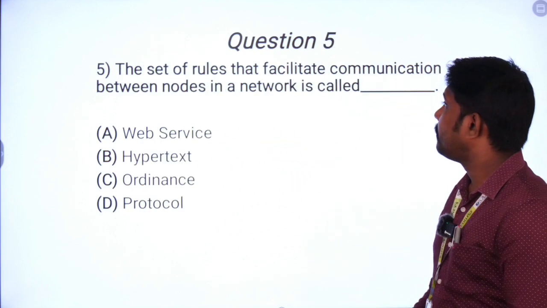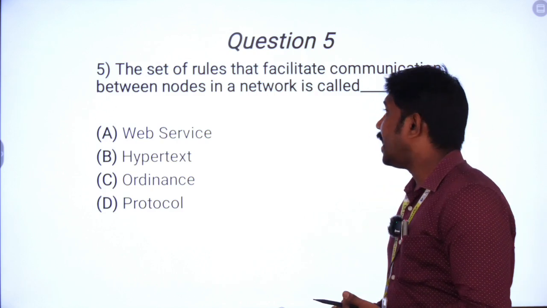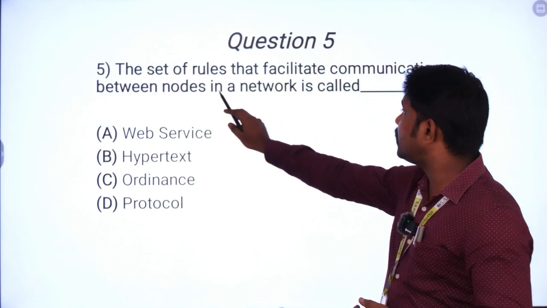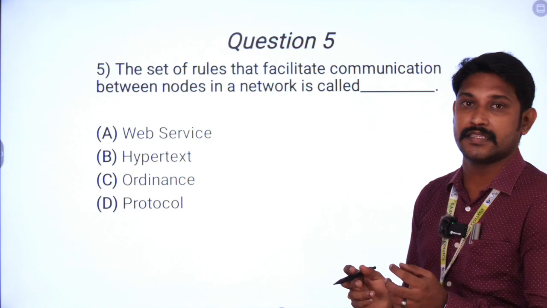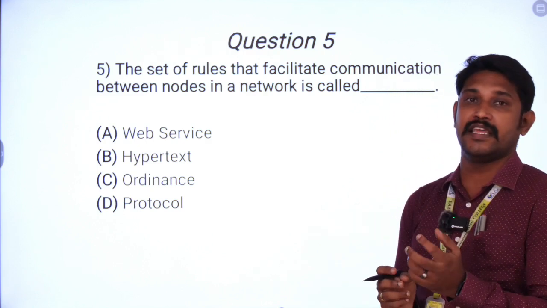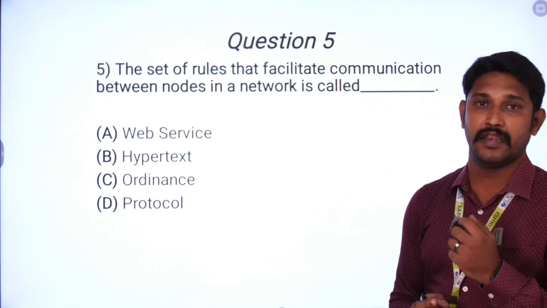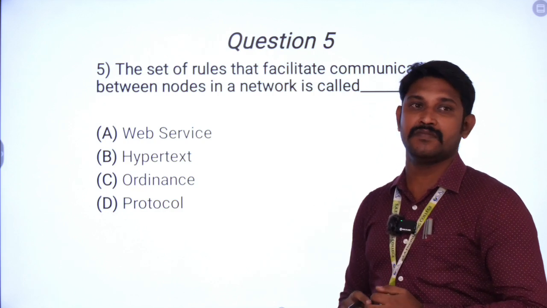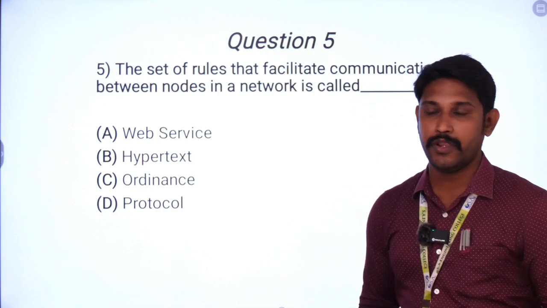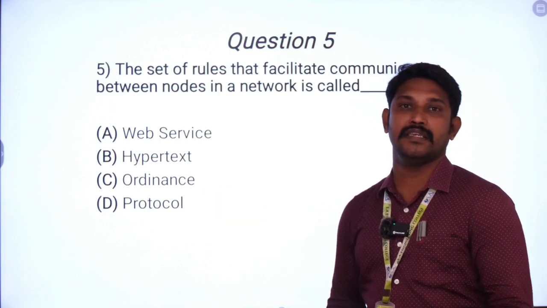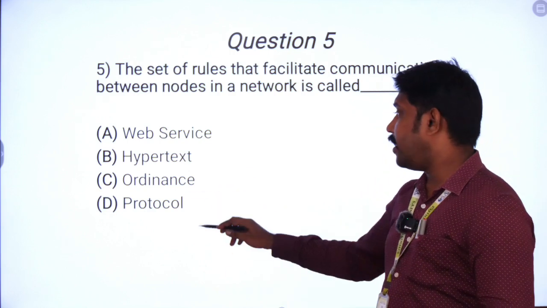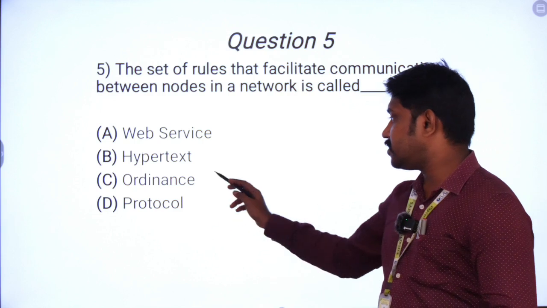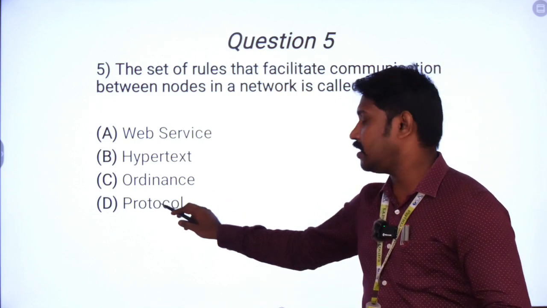Next, question number 5, a set of rules that facilitate communication between nodes in a network is called. So what they are asking is, a set of rules. First, web services. Web services are not a rule, it is a service that we are going to do. And hypertext is a language that we are going to develop. And ordinance is nothing but an order. It is not a rule, it is an order. So option D is protocol. So option D is the correct answer.